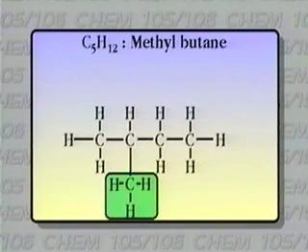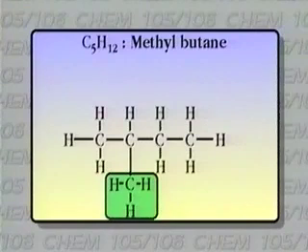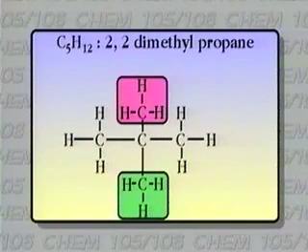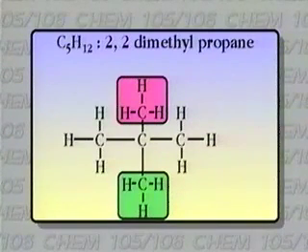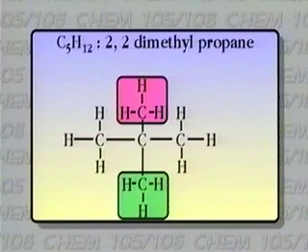This one, however, and you don't need to write these down, but I'm just pointing out we do have a naming system. This one is called methylbutane. And this one is called 2,2-dimethylpropane. They have different chemical names for the 3 different structural formulas, even though they are the same chemical formula.